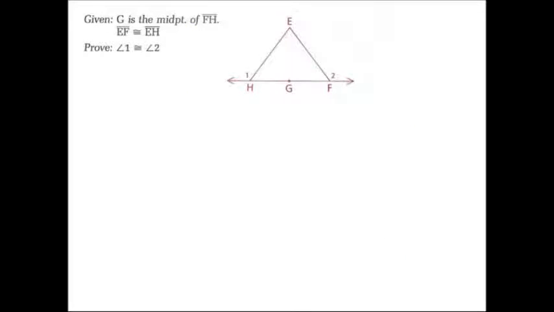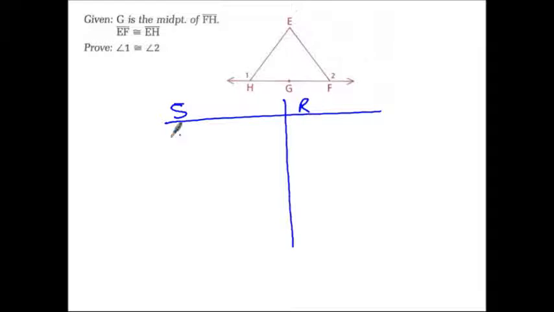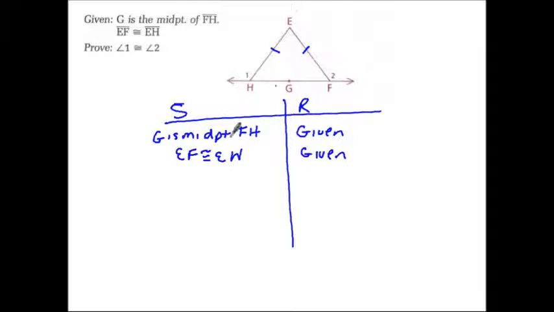Alright, here's another one. Let's go ahead and start off with those statements and reasons. We're given G is the midpoint of FH, and EF is congruent to EH. I said congruency, so let's draw a congruency. And now I'm going to start running into a problem. I don't even got two triangles here, but I see that I have a point E and a point G.